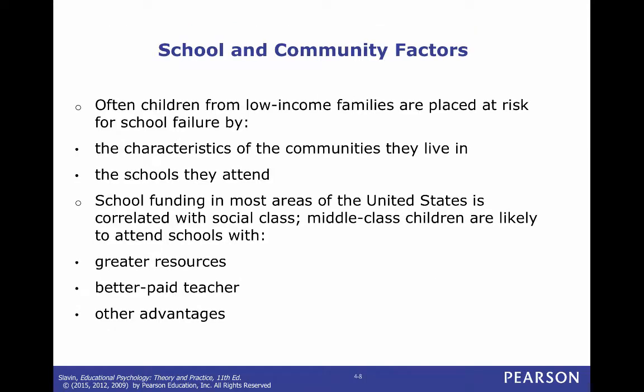So when we look at this, we're talking about some of the school and community factors. Children from low-income families are often placed at risk for school failure by the characteristics of the communities that they live in. They tend to have a higher rate of crime, and the role models in those communities are not as high. A lot of the kids that I work with at some of the lower-income schools had uncles and brothers who had already been in prison or were in prison. And there was a lot more drug dealing going on in those areas, so they saw that as an income factor, that the only way out of poverty was through dealing drugs.